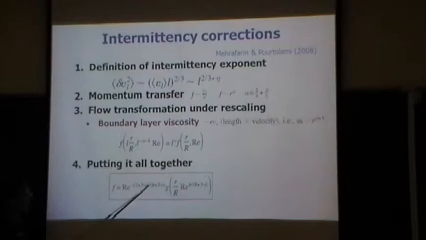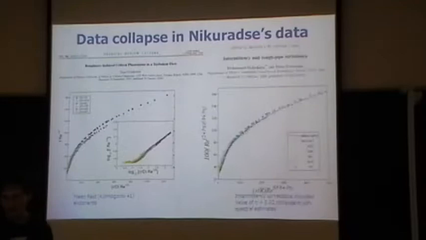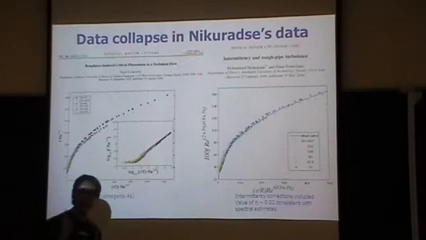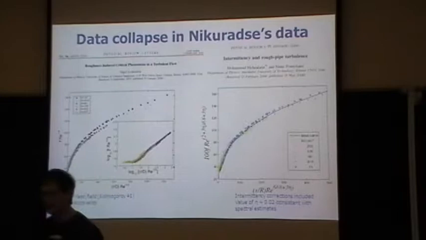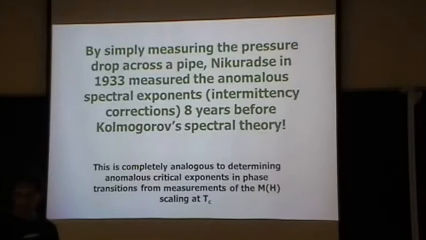So now what you can do is say, all right, let's take the Nikuradse data and let's plot it, and let's ask, what value of the intermittency exponent do I need in order to make my data collapse even better than it is? And the answer is, if you do that, here's the Nikuradse data collapsed as best you can do it, and the intermittency value of eta is about 0.02, something that is consistent with the estimates that you get from the spectrum. So this is really absolutely fantastic.